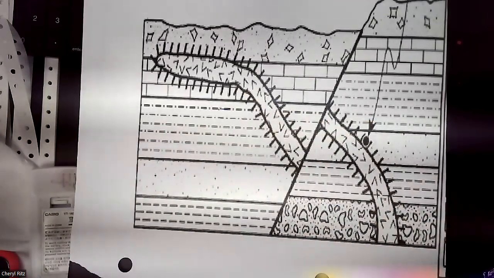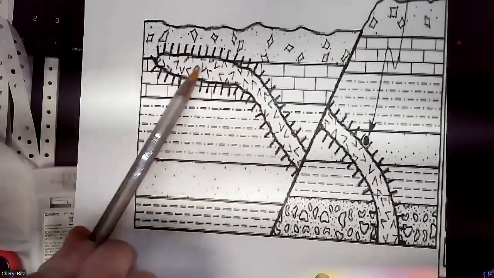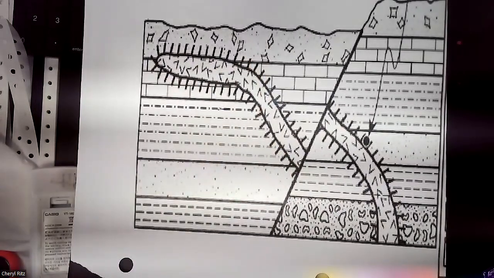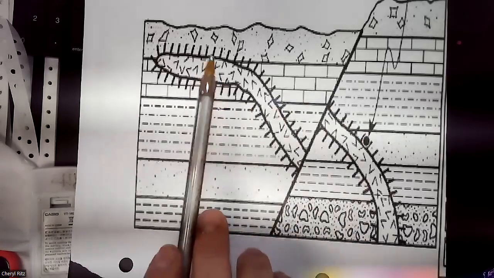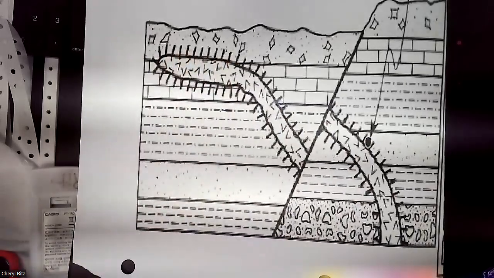Again, how do I know this is an intrusion and not an extrusion? Okay, it doesn't go to the surface. That's your first clue, but that's not good enough. So you have to talk about the contact metamorphism. The fact that there's contact metamorphism around the whole thing means that all those layers were there first and then got burned by the intrusion. If it was an extrusion, it would be bald on the top. There would be no little marks there.